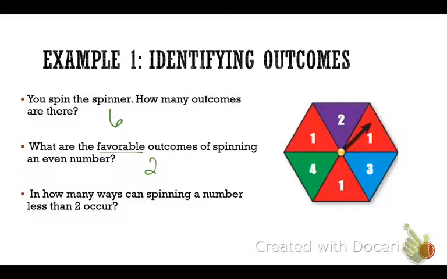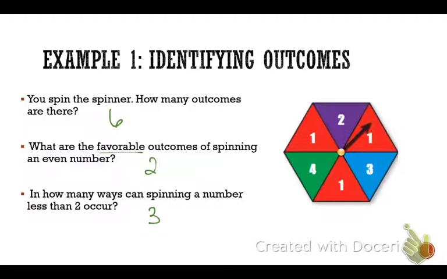And how many ways can spinning a number less than 2 occur? Not 3. It has to be less. Oh, I'm sorry. Yes, it is 3. Sorry, I thought you were saying 4 and I didn't look back at the spinner. So 2 cannot be part of it because it has to be less than 2. That's why I would say 3. And if you're saying 50%, you are correct, because 3 out of 6 is 1/2. If I was actually calculating the probability, I would say it's a 50% chance, or equally likely, that I would spin a number less than 2 or not.